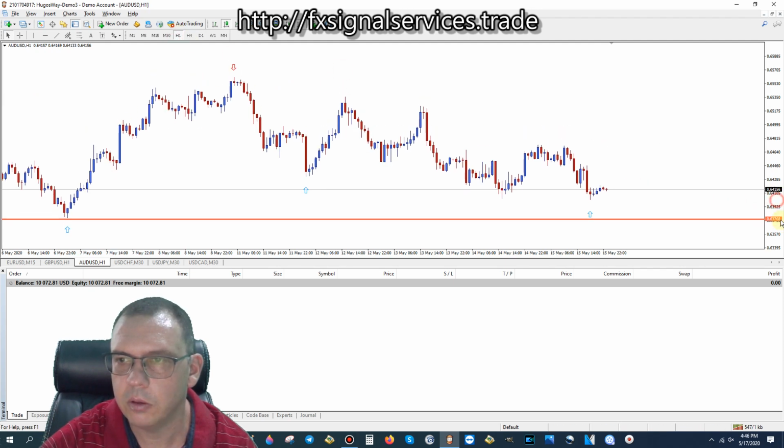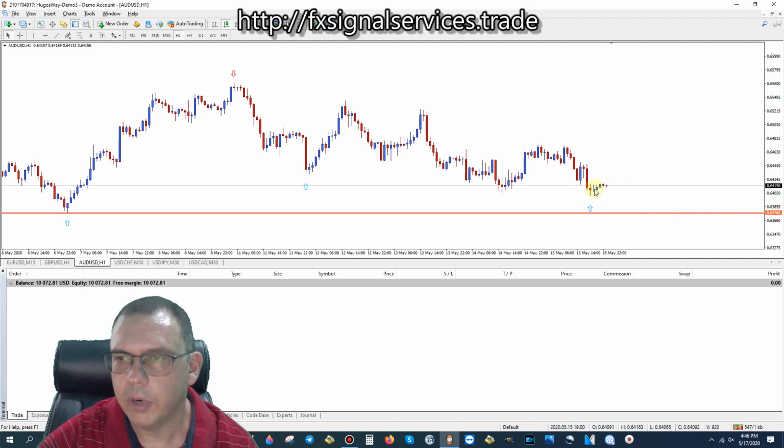If you come back to the hourly chart, we have the price right here is going up, but it looks like it's starting to come down right now. The markets are closed, of course, but I think the price is going to drop even more.